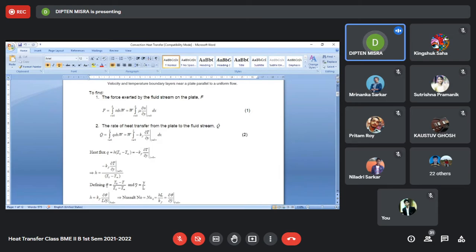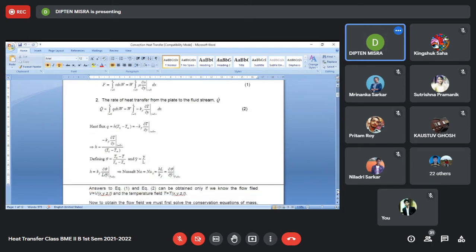Suppose we define a dimensionless temperature theta as equal to T0 minus T divided by T0 minus T infinity, and we define a dimensionless y bar equal to y by L. Then we can write this as h, and if you see minus del T del y divided by T0 minus T infinity, can we write it as del theta del y?